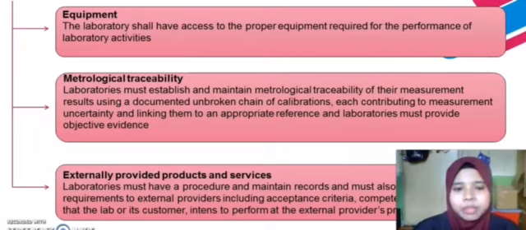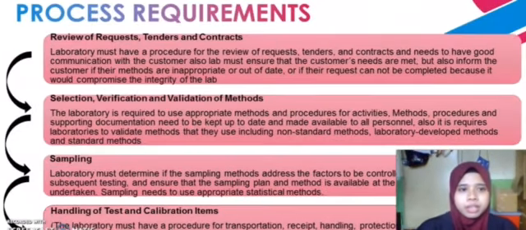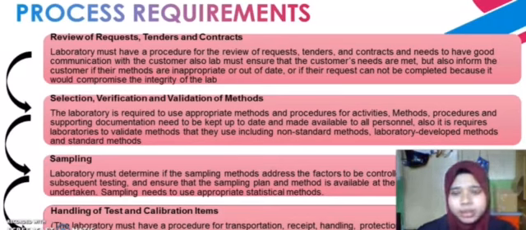The laboratory must have a procedure and maintain records and must also communicate requirements to external providers. Process requirement. For review of requests, tenders, and contracts, the laboratory must have a procedure for the review of requests, tenders, and contracts. Next is selection, verification, and validation of method. The laboratory is required to use appropriate methods and procedures for activities.